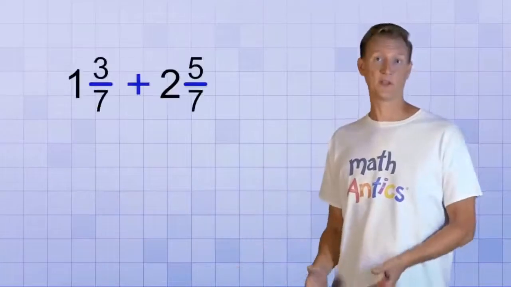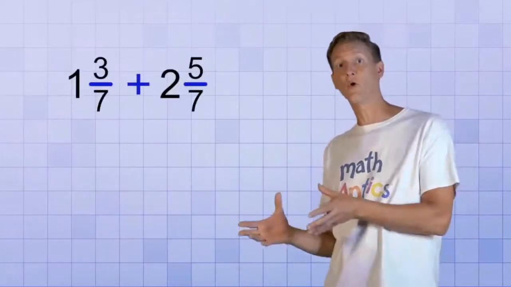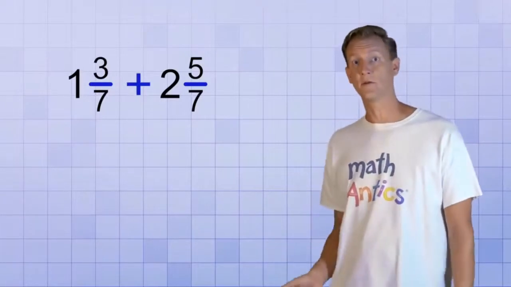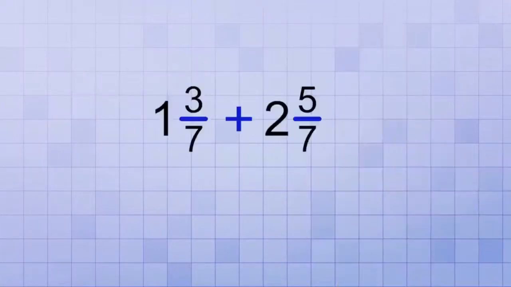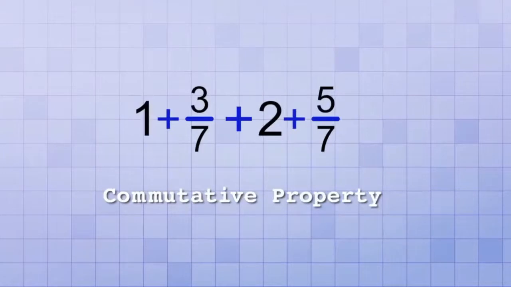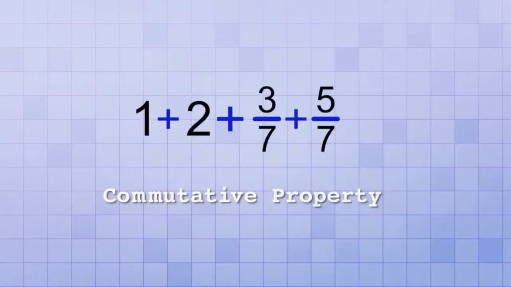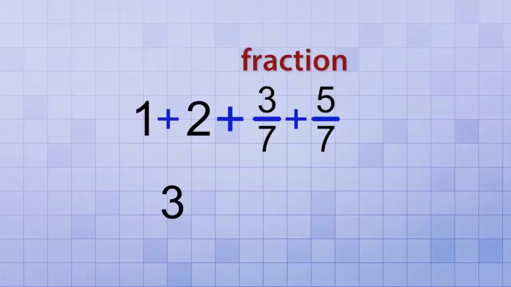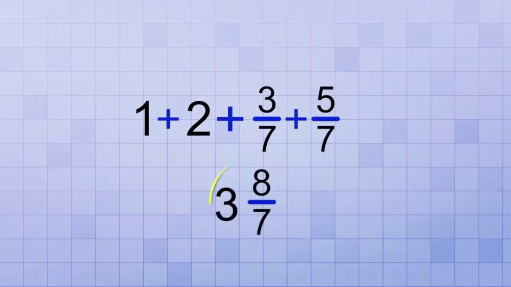Here's another example that shows how the fraction parts can affect the whole number part of the answer when adding mixed numbers. 1 3/7 plus 2 5/7. This time we use the commutative property to rearrange the addition, and then we add the whole number parts. 1 plus 2 equals 3. And then we'll add the fraction parts. 3/7 plus 5/7 equals 8/7. So the answer we get is 3 8/7.